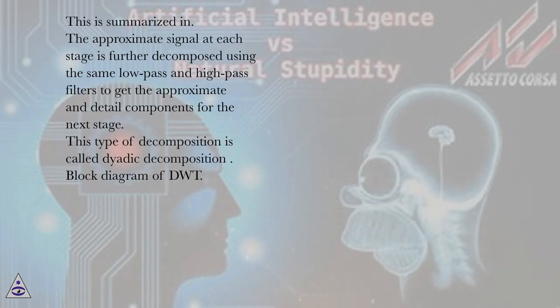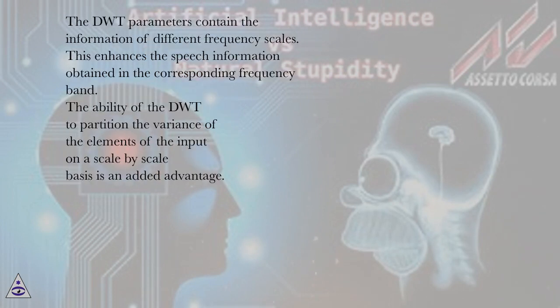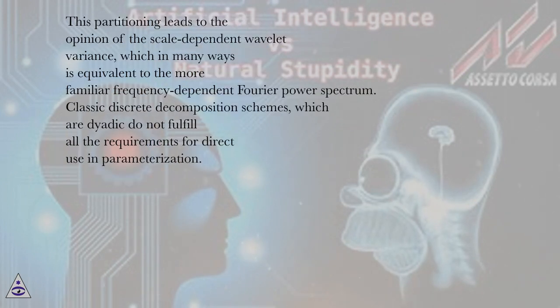Block diagram of DWT. The DWT parameters contain the information of different frequency scales. This enhances the speech information obtained in the corresponding frequency band. The ability of the DWT to partition the variance of the elements of the input on a scale-by-scale basis is an added advantage. This partitioning leads to the notion of the scale-dependent wavelet variance, which in many ways is equivalent to the more familiar frequency-dependent Fourier power spectrum.